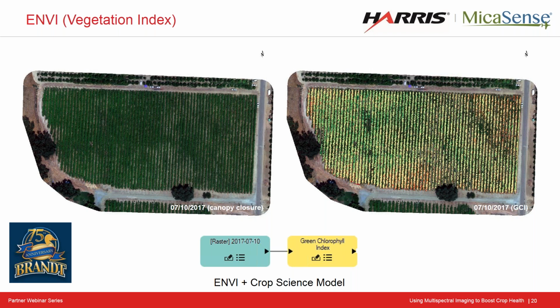Also, in the bottom portion of this slide, you can see that there's two boxes, a greenish, bluish color, and then a yellow box. So this is a representation of the ENVI Crop Science model. So in ENVI, we have this idea of creating models. With this one, it's a super simple model to create. You simply take your raster, and then you would pass it through the Spectral Index tool. Once again, we're using the green chlorophyll index, and then you get your result on the right-hand side.